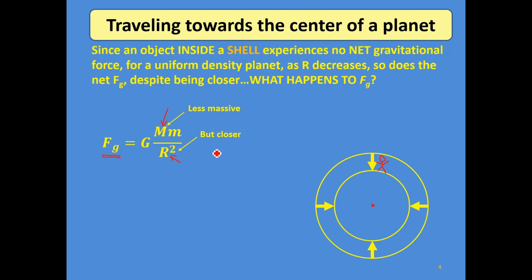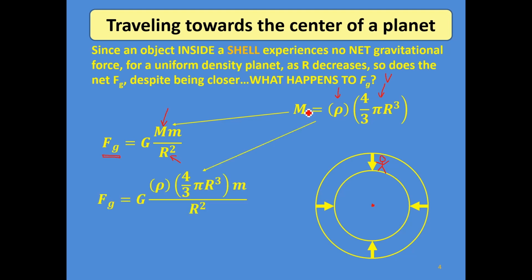And so what we end up doing is plugging in the mass of that planet based on the density times the volume. And so there's your density, and that's your volume right there. That's the volume of a sphere. And so if we plug all that in, and we do a little bit of algebra, and we cancel some radiuses, right? We basically get this expression right here. And so what this tells us is, as we approach the center, as r gets smaller, the net force of gravity on me is also going to go down, and it goes down in a linear fashion.